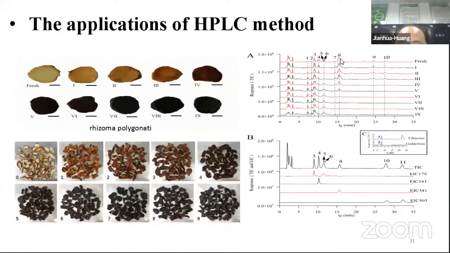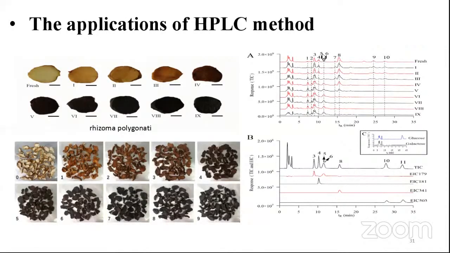But by using the HPLC method here, we can see the fresh one, and for the first 3 times, the peaks for 6 and 8 are here, but when it is higher than 5 times, the peaks will disappear. And also as for peaks 4 and 6, when it's fresh, it is at very low concentration, and after 5 times of processing, the concentration of peaks 4 and 6 will increase.